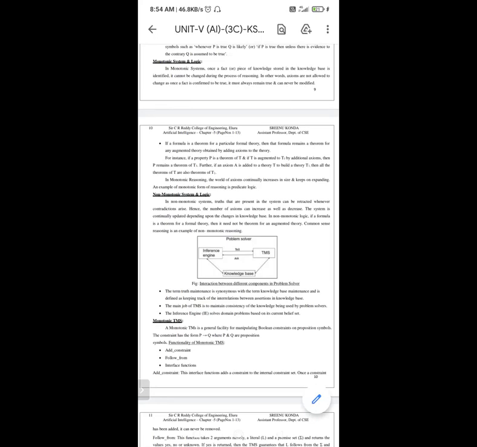Next, in non-monotonic logic, if a formula is a theorem for a formal theory, then it need not be a theorem for an augmented theory. For example, in a formal theory, if you are considering a formula and that particular theorem, that cannot be taken into consideration for the augmented theory. It may or may not be the same. The example for non-monotonic reasoning is common sense reasoning.